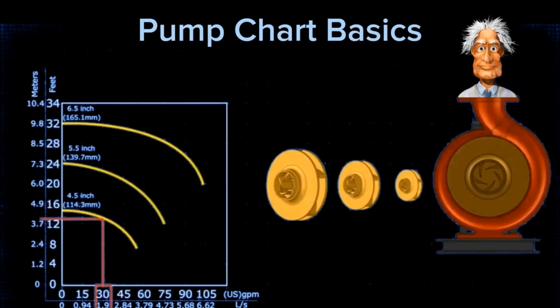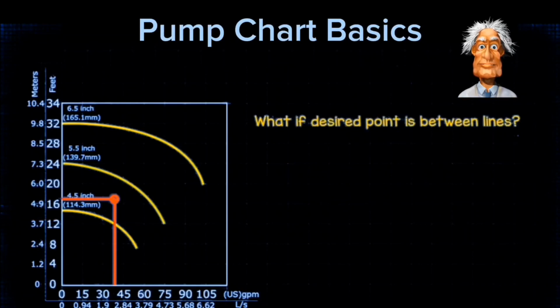For example, 30 GPM or 1.89 liter second for a 4.5-inch or 114.3 mm impeller gives us about 13 feet or 3.96 meter of head, but if we used a 5.5-inch or 139.7 mm impeller, then we would get around 22.5 feet or 6.89 meter of head.